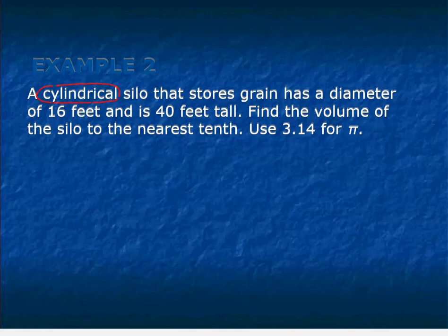So you see right here, it says cylinder or similar to cylinder. So we're going to draw a picture. Then it says a silo that stores grain and has a diameter. Now again, what is diameter? Diameter means everything. So diameter of 16, and it's 40 feet tall. So the height is 40.